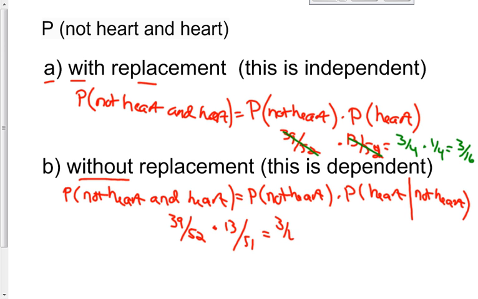39 over 52 we knew was 3/4. 13 over 51 will not reduce. And now I'll multiply across and across. 39 over 204. And you can always leave your answers in this fraction form. That's perfectly fine. You don't need to switch them into decimals. You don't need to switch them into percents. Fraction answers are just fine here.